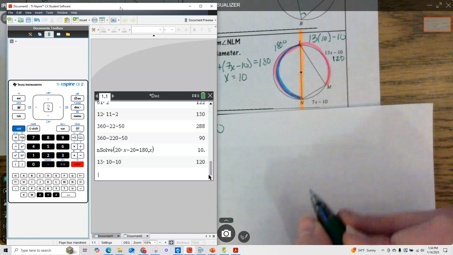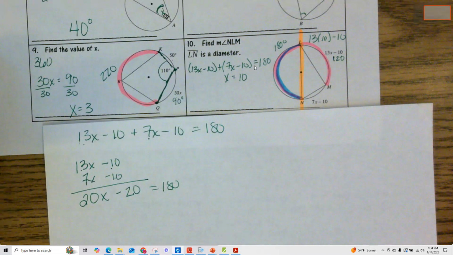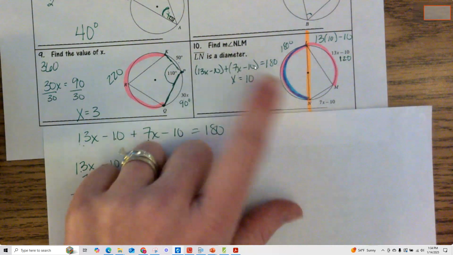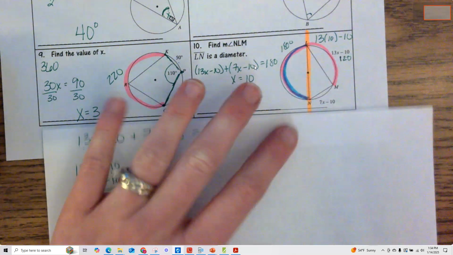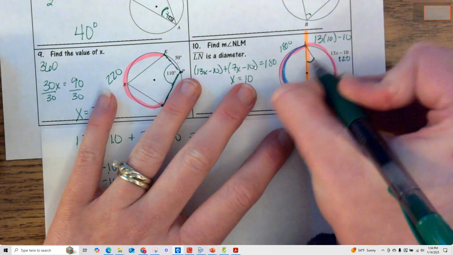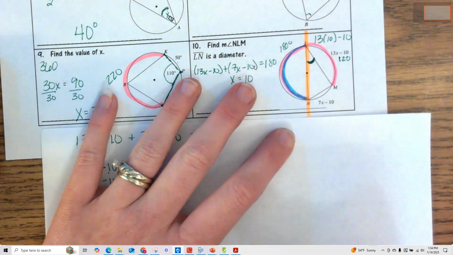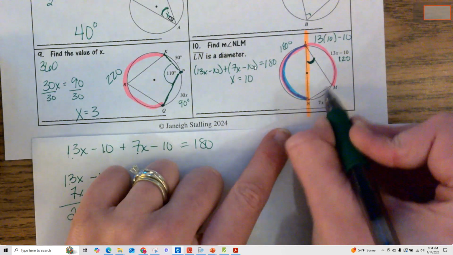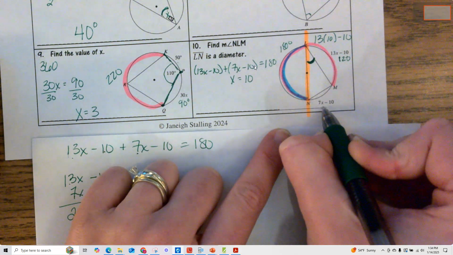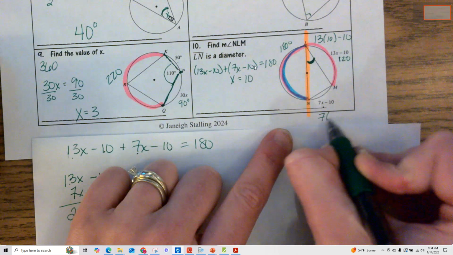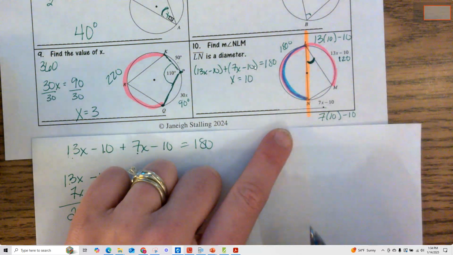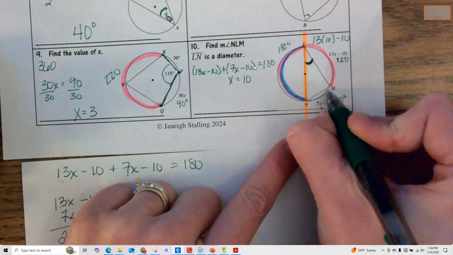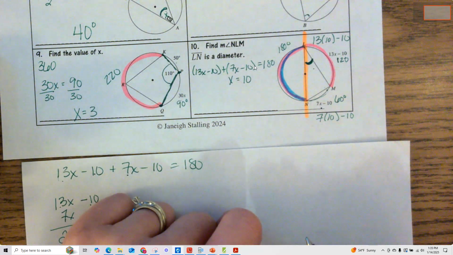Okay. Oh, I read that wrong. I did arc LM. Look what it says. I need angle NLM. I need this measurement. I need the angle measurement, not the arc. Sorry. Okay, so I need this arc measurement then. So how do I find that arc measurement? Plug 10 in. Which would be what, 60? So if this arc is 60, what's that angle going to measure? 30.